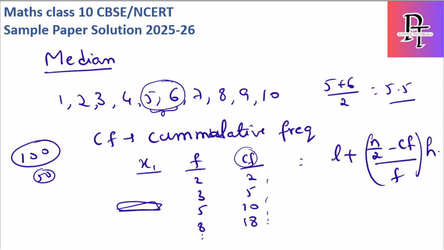Okay, so n is the total number of calculations, and what is CF? CF is the cumulative frequency before the median class. Suppose this is the median class, then the one before it, the CF, will be this value. F is the frequency of the particular median class, and H is the class interval. Like if I say we have 10 to 20 here, then 10 will be the H value.